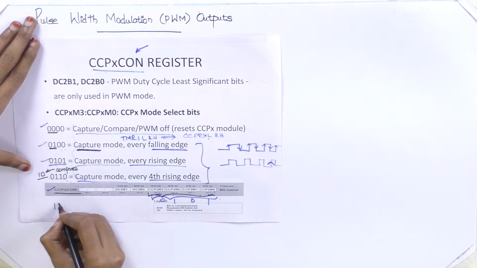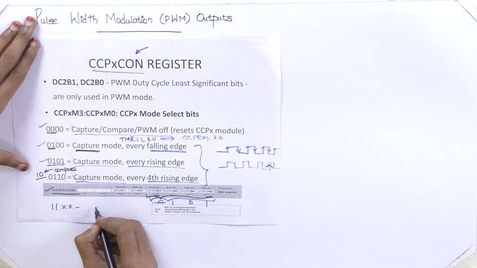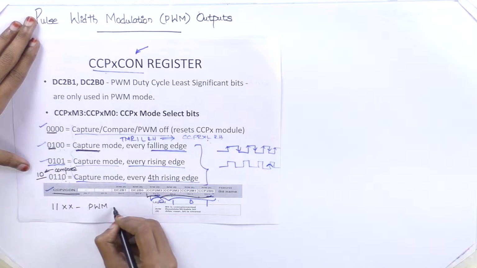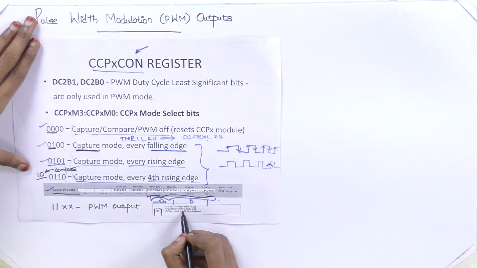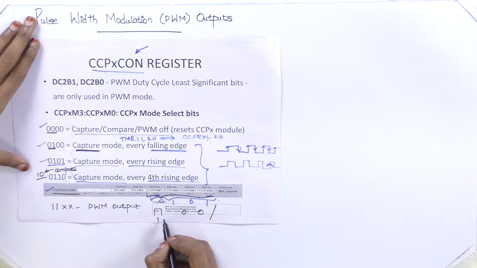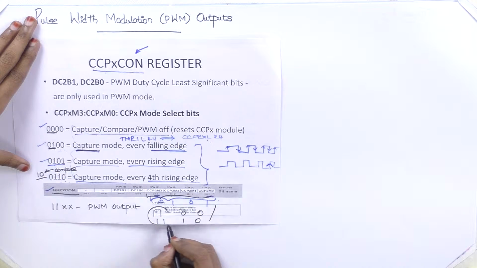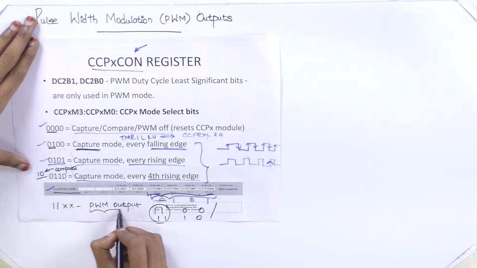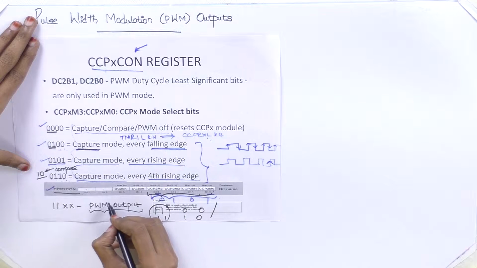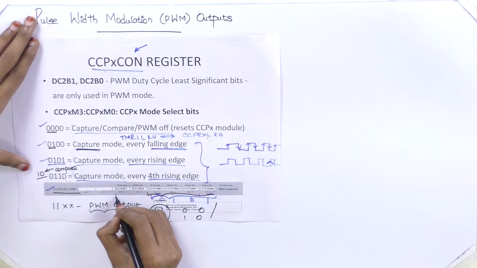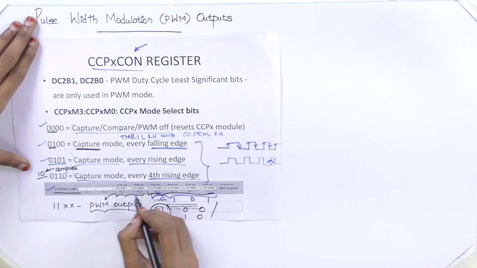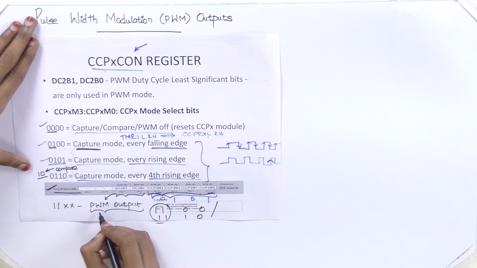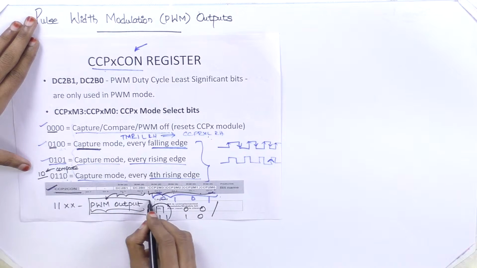When this value starts with 1, 1, it is meant for the PWM module. So if these 4 bits value is 1100 or 1110, any of them, if it starts with 11, it means that we have dedicated the timer module for the PWM output. These two bits, bit number 4 and bit number 5, are also used in PWM. How they are utilized, we will see later. So using the CCP-con register, we select the PWM module.